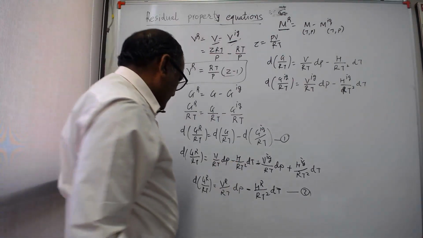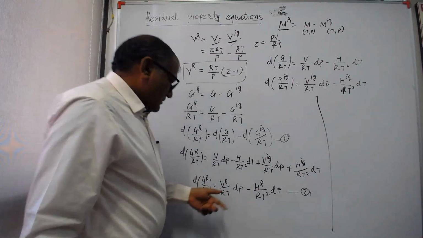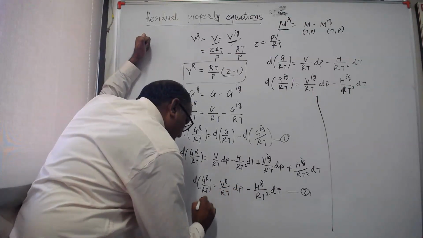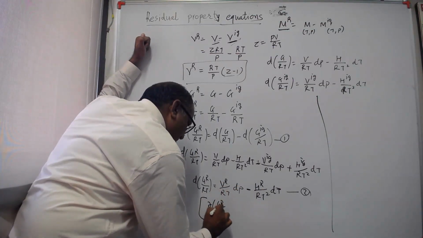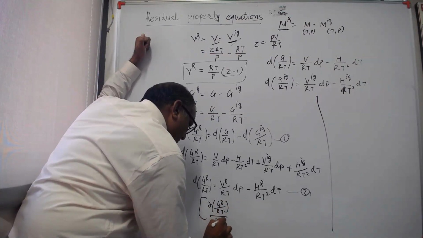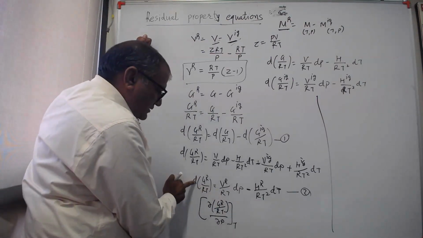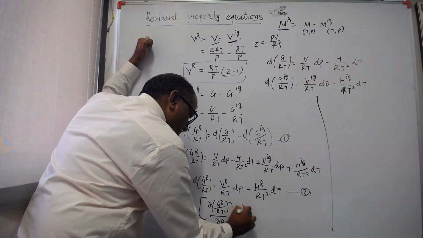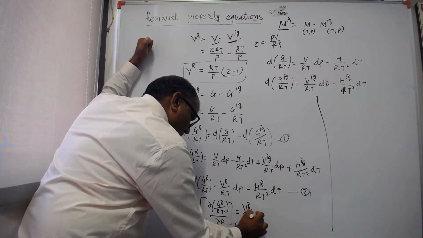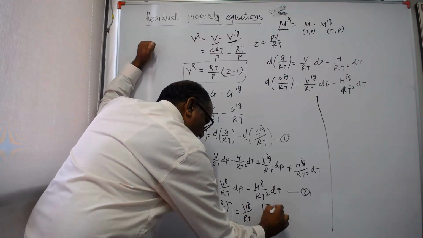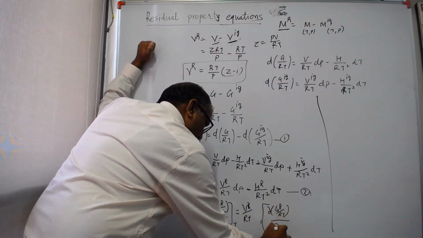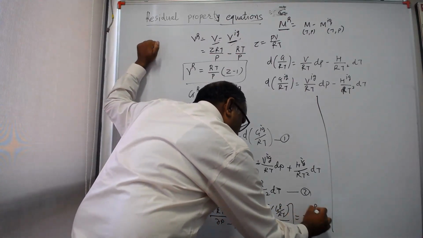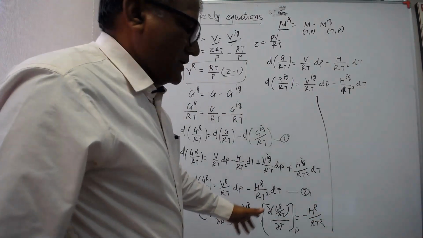In this equation, if I consider constant temperature, then I can take this equation as a partial derivative also, something like ∂(G^R/RT)/∂P at constant temperature, that is V^R/RT. And the other equation would be ∂(G^R/RT)/∂T at constant pressure, that is equal to minus H^R/RT². Equations we have done earlier also.